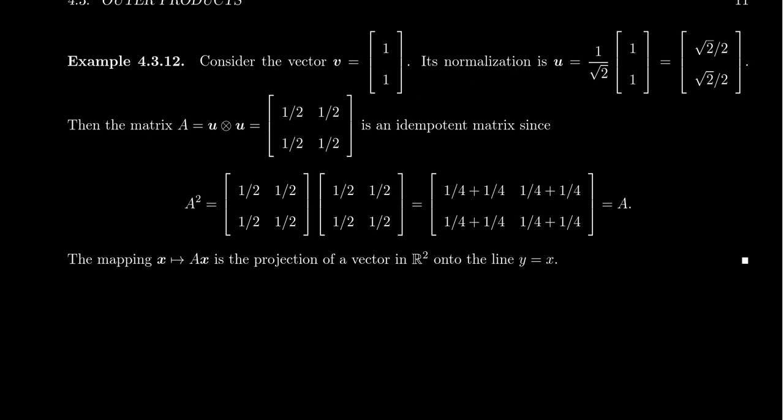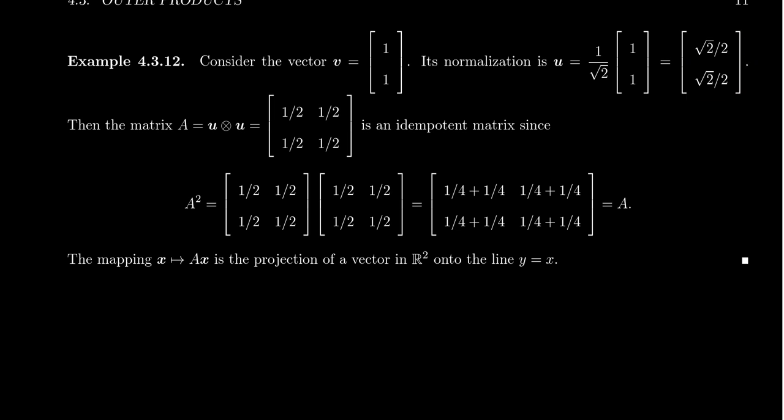So we take v and then we divide it by its length. So the normalization is going to give you the vector 1 over the square root of 2, 1 over the square root of 2. And for whatever reason, in your previous algebra classes, they always insisted upon rationalizing the denominator, with no good reason to do so. If you do that, you end up with root 2 over 2 and root 2 over 2. So that's our vector u in play here.